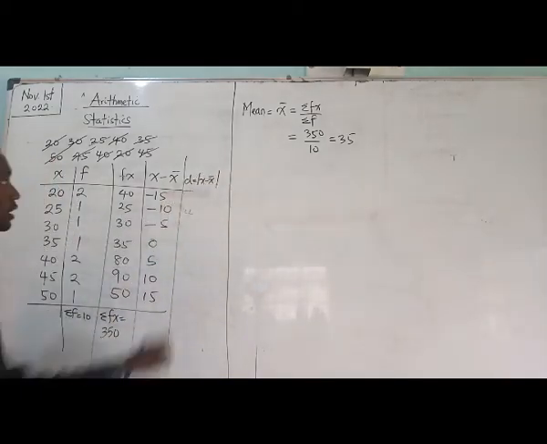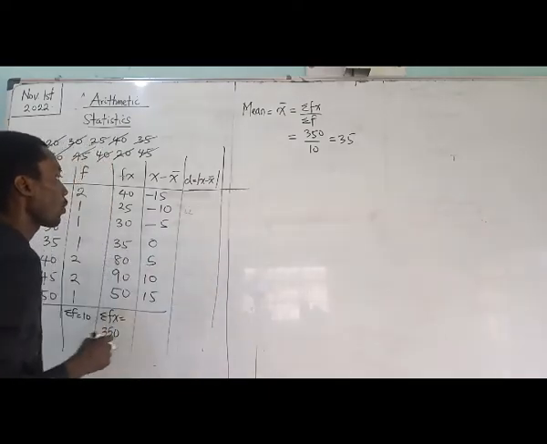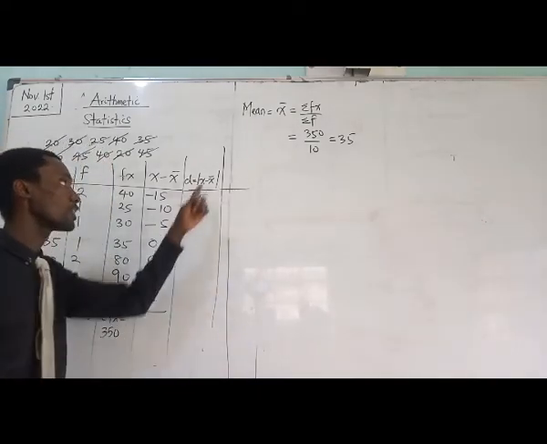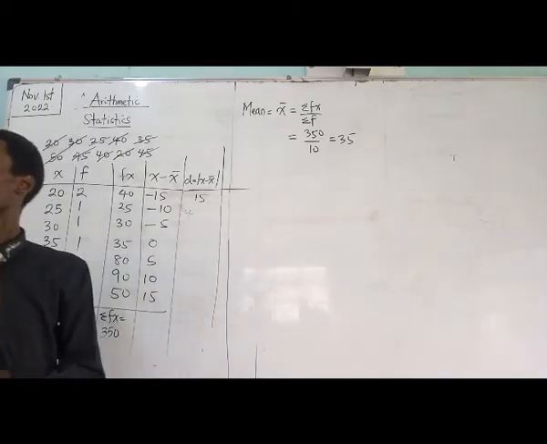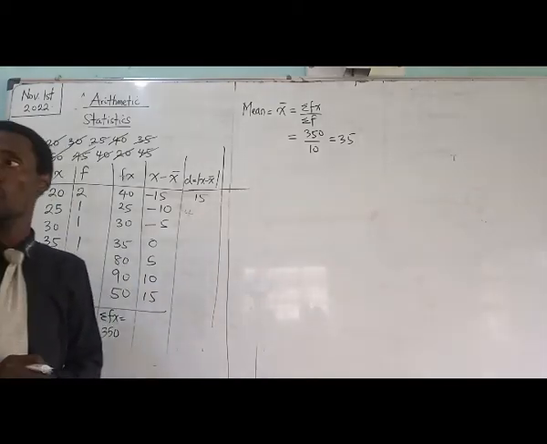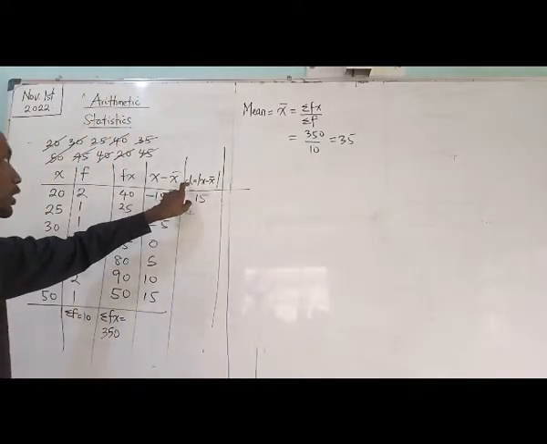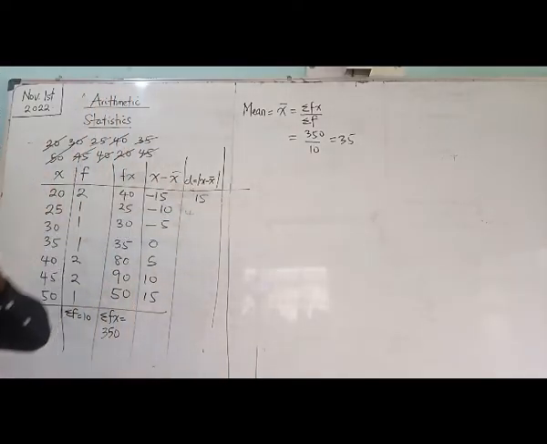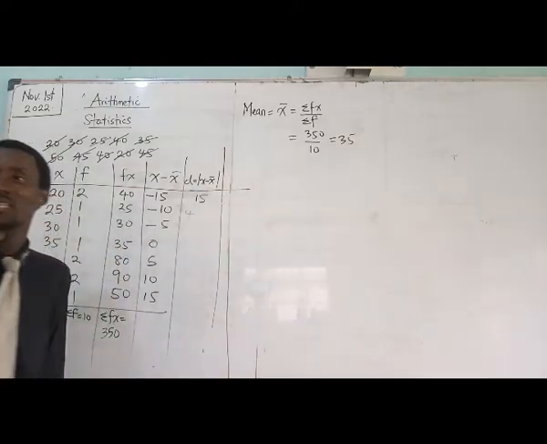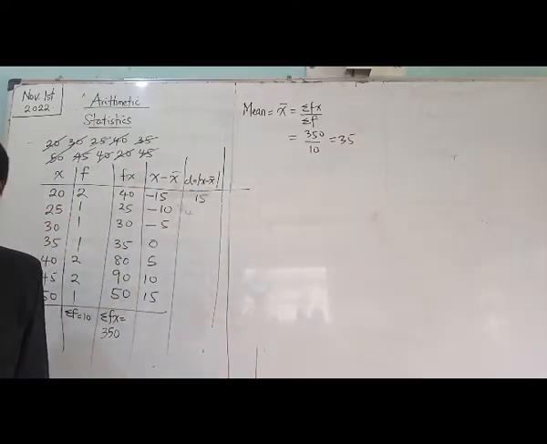Alright, maybe I need to clean this off because I may need some more space there. Alright? So this will become what? 15. Absolute means change the values to what? Positive. Now, the concept of mean, if we're dealing with mean deviation, we will need to look at what is called the absolute value. There's something we call the absolute value.